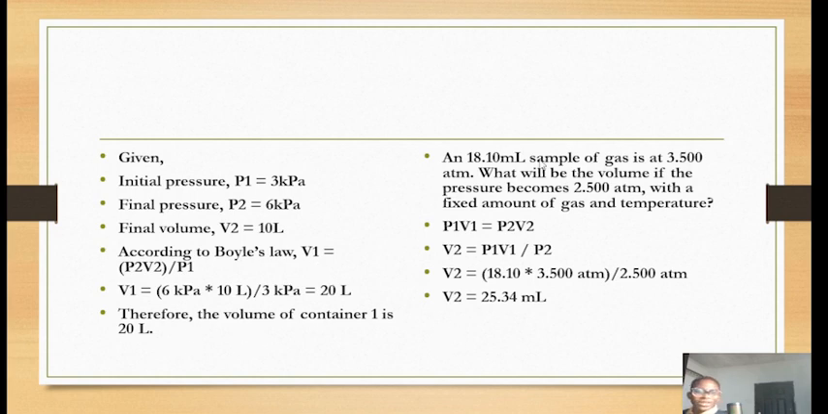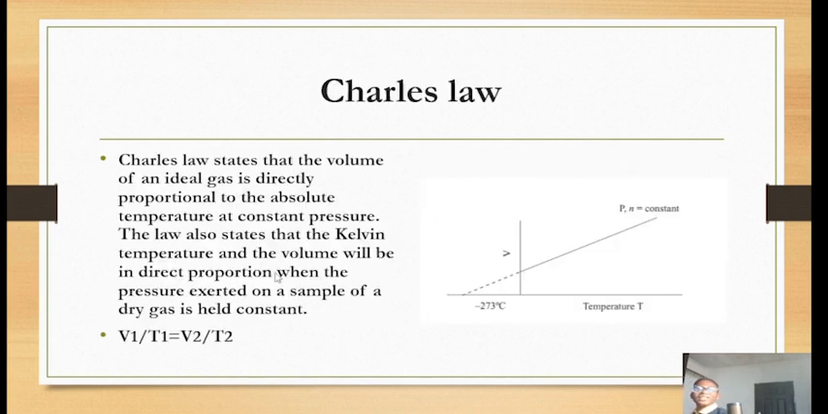So an 18.0 milliliter sample of gas is at 3.500 atmosphere. What will be the volume if the pressure becomes 2.500 atmosphere, with a fixed amount of gas and temperature? It's the same process. You have P1V1 equals P2V2, and we are looking for our V2, and if you put in the right parameters, you will get your answer.